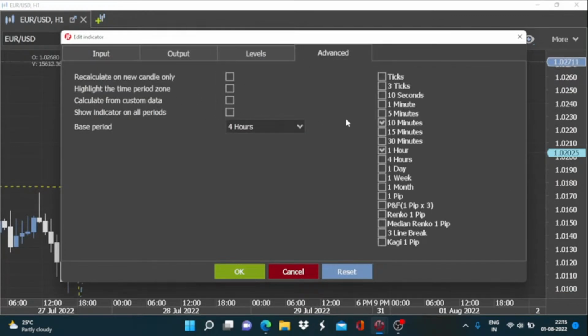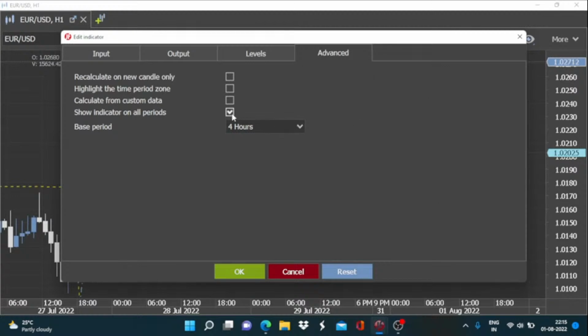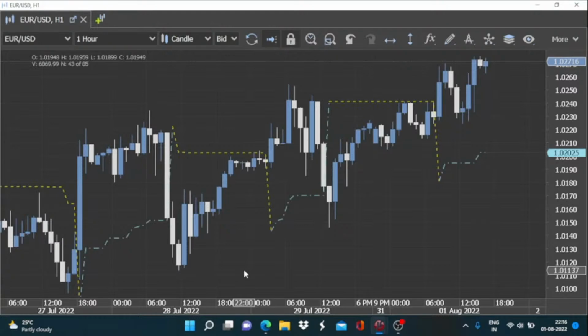Now I will restore it to show indicator on all periods. Alright, then we can specify the base period, anything from 4 hours, day, weekly to monthly, and it will work just fine. So guys, these are the possible uses, but of course these are for representative purposes only. You can always come up with something new, and as you get more and more familiar with the uses of this indicator, you will be in a better position to figure out the possible combination which can bring you a good amount of money if you are there to profit from this indicator signal.